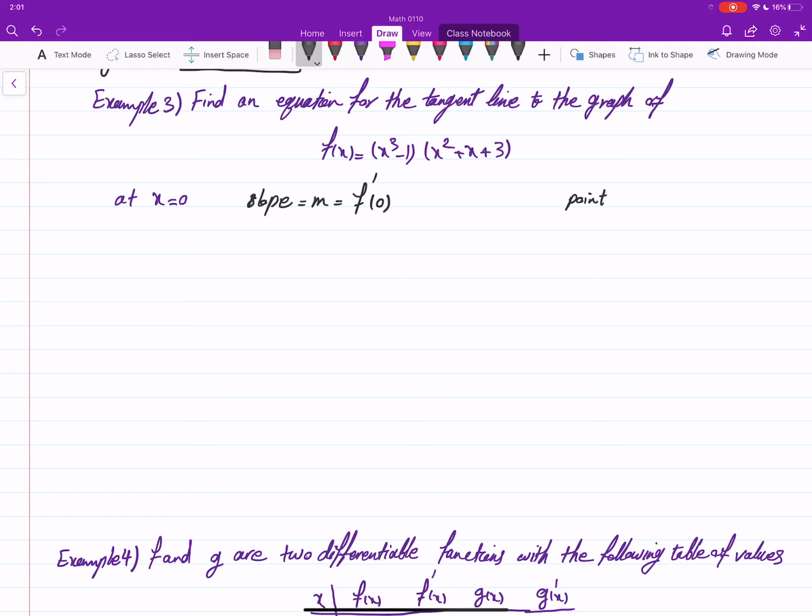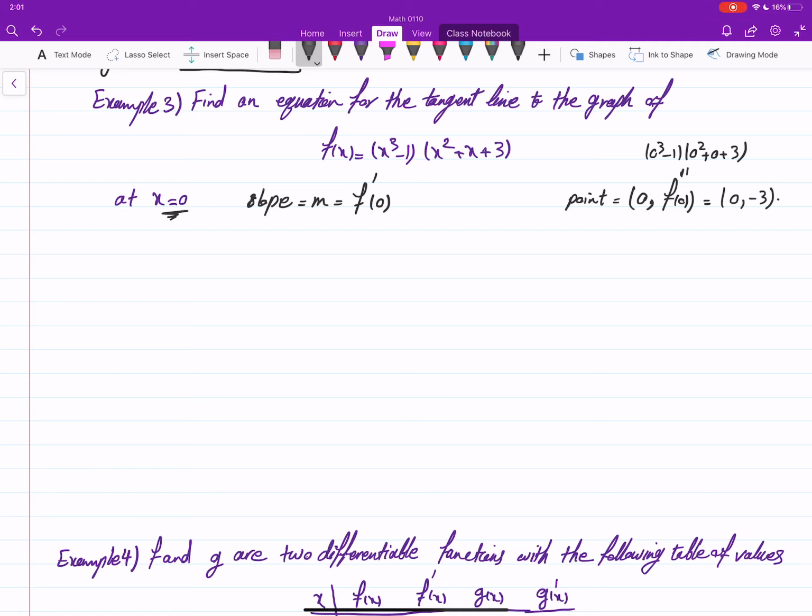The point through which the tangent line passes has the same x, 0, and the y-value f at 0. So we have to evaluate the function itself and use it for the second component of the point. What is that second component? Plug in 0 there, so it will be 0 cubed minus 1, times 0 squared plus 0 plus 3. So 3 times negative 1, that will give us negative 3.